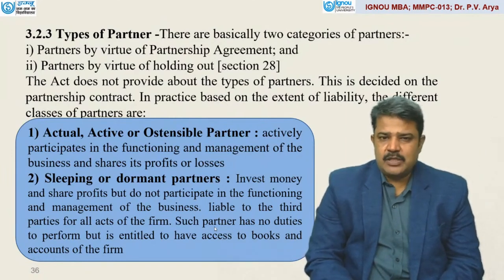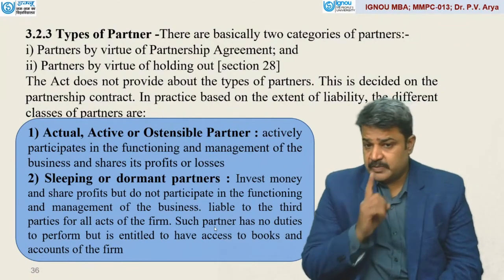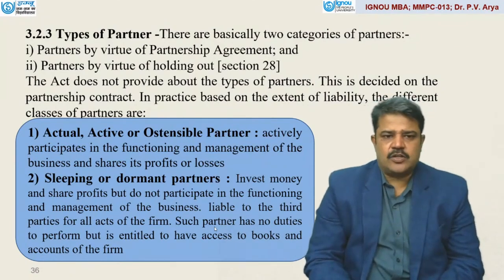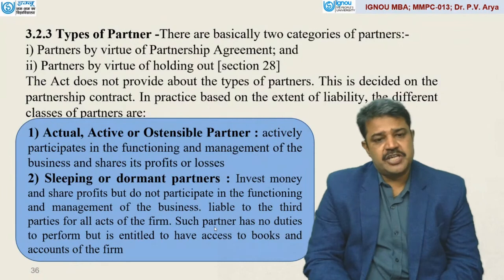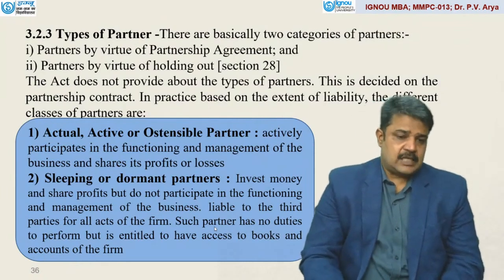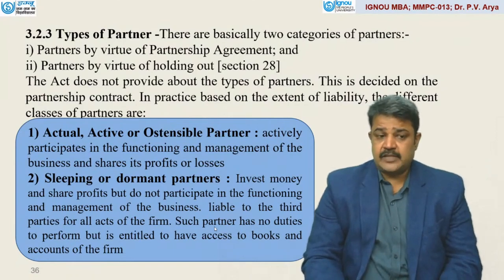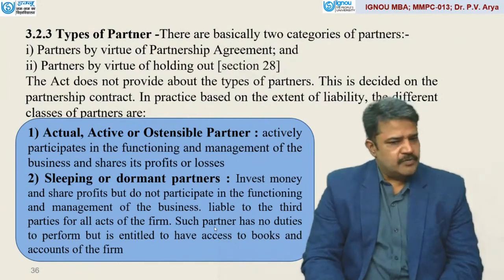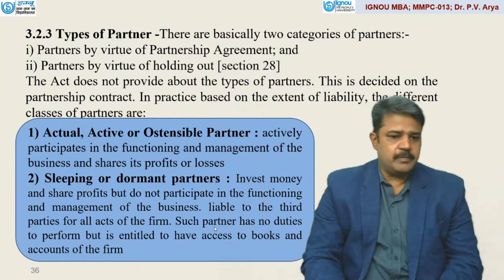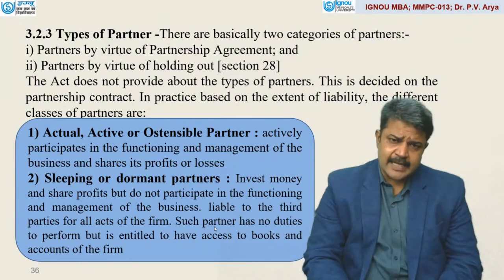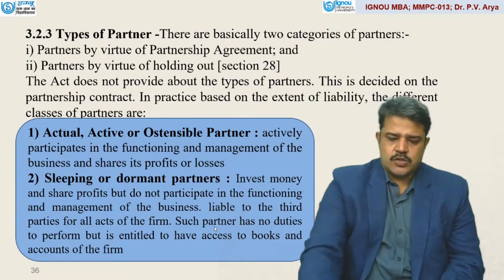The Act does not provide for the types of partner, but this is divided based on the partnership contract. In practice, based on the extent of liability, there are different classes of partners. Actual or active or ostensible partners actively participate in the functioning and management of the business and share its profits or losses. Sleeping or dormant partners invest money and share profit, but do not participate in the functioning and management of the business. They are liable to third parties for all acts of the firm. Such partners have no duties to perform, but are entitled to have access to the books and accounts of the firm.